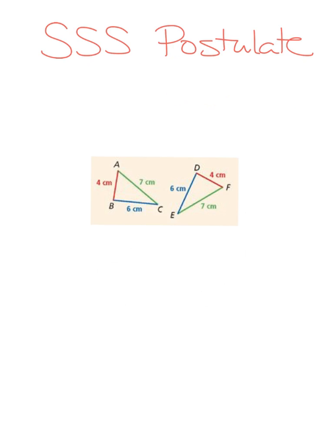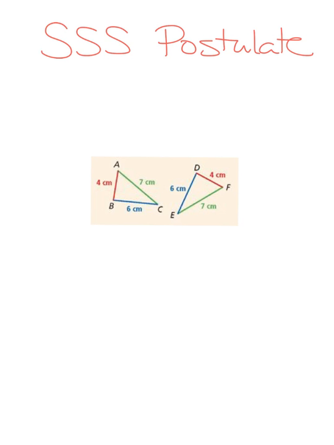Now, in order to prove that triangles are congruent, we actually don't have to prove that all 6 of those pairs match up, meaning 3 pairs of angles and 3 pairs of sides. What we're going to look at today are different ways that we can prove triangles are congruent. The first way is the SSS Postulate, which stands for side, side, side postulate.